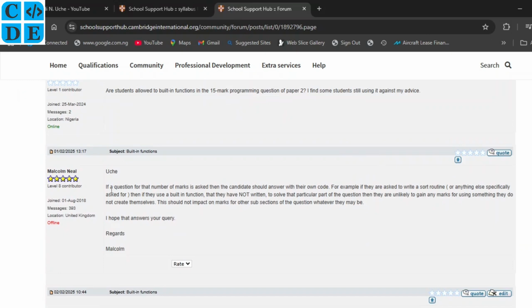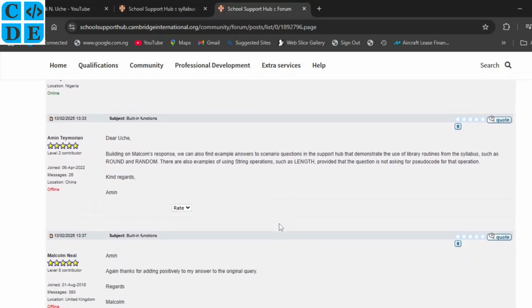The response says, if a question for that number of marks is asked, then the candidate should answer with their own code. For example, if they are asked to write a sort routine or something else specifically. So things like maximum, minimum, total or average for an array. Then if they use a built-in function that they have not written to solve that particular part of the question, then they are unlikely to gain any marks for using something they do not create themselves. This should not impact on marks for other subsections of the question, whether they may be.